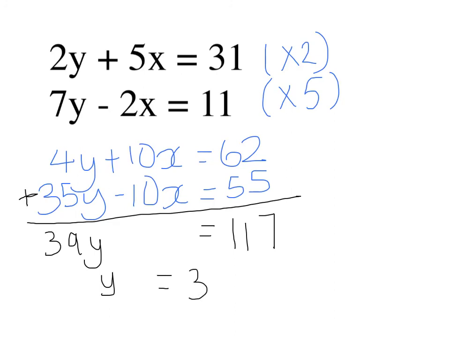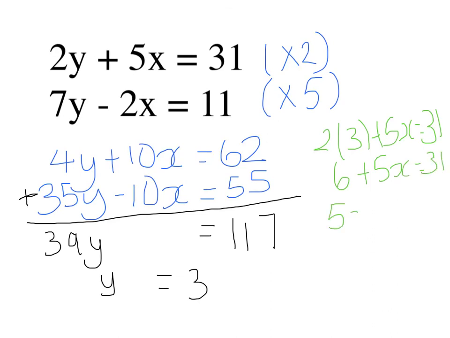And we put our value for y back in, just like we've been doing before. So when y is 3, 2 lots of 3 plus 5x equals 31. 6 plus 5x equals 31. 5x equals 25. X equals 5.